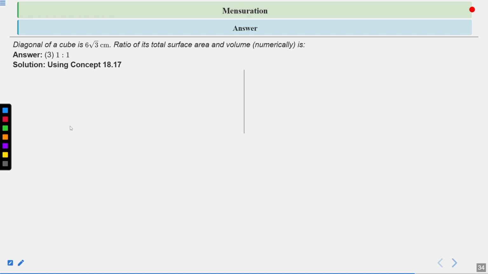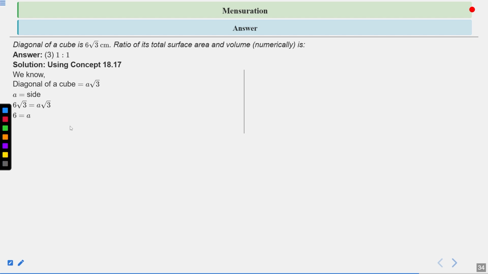Now see the detailed solution using concept 18.17 in this question. So we know that the diagonal of a cube is a root 3, or we can say side root 3. So we can compare it: the diagonal 6 root 3 equals a root 3. So we get the value of a, which is 6 centimeter. So we get a equals 6.